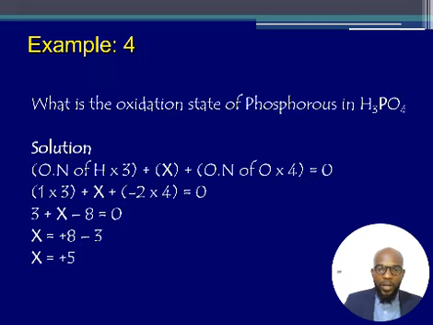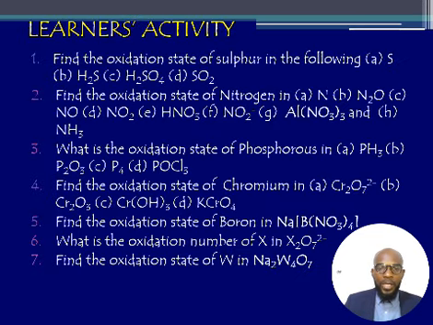To calculate the oxidation state of phosphorus in phosphoric acid, H3PO4, you discover that the oxidation state of hydrogen is +1. That of phosphorus was not given, so you call it X, while that of oxygen is -2. When we resolve the operation, you discover that the oxidation state of phosphorus is +5. Do take out time to calculate the oxidation state of the given compounds on the slide.